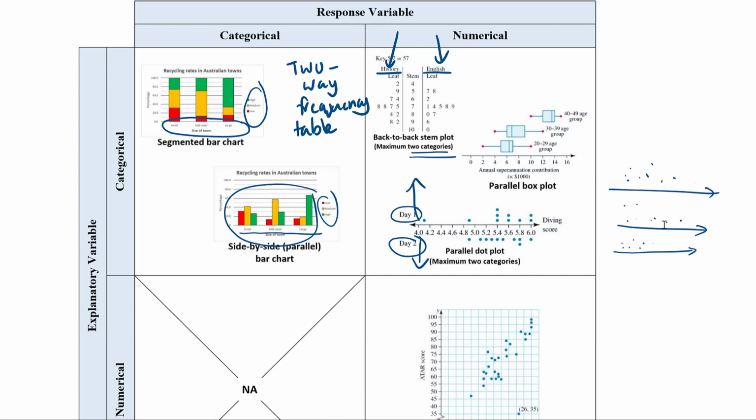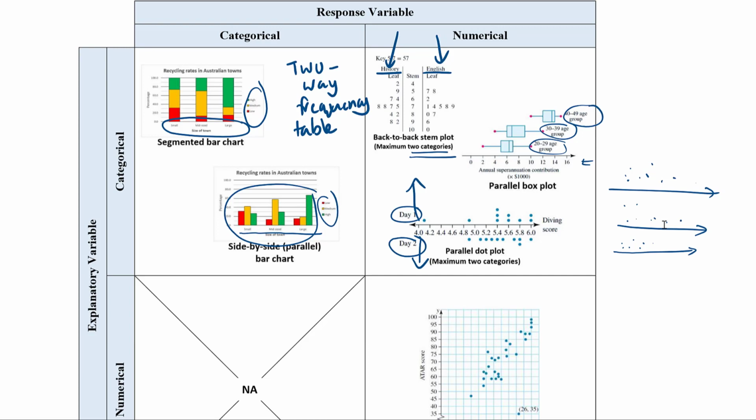Whereas a parallel box plot is going to be a bit more flexible. We could use a much bigger data set, and it could be discrete or continuous data. And again, we could have as many categories as you want. We could just keep stacking box plots. So here we've got a situation with 3 categories, 3 different age groups, and then the numerical variable is represented on the axis down here, which is the annual superannuation contribution. And we're able to compare them that way.